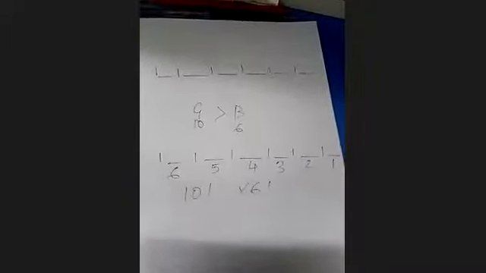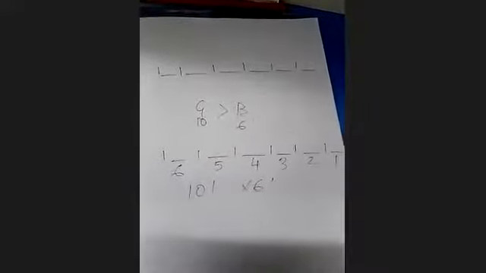Clear? And why should it be 10P7? Can anyone tell me why it should be 10P7?